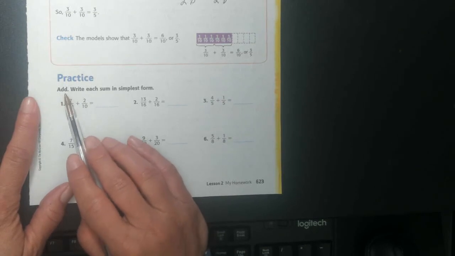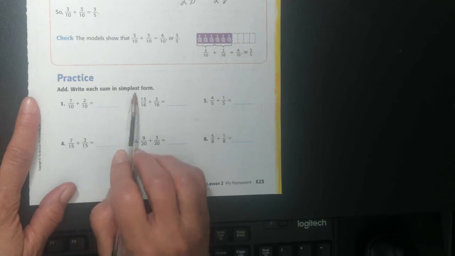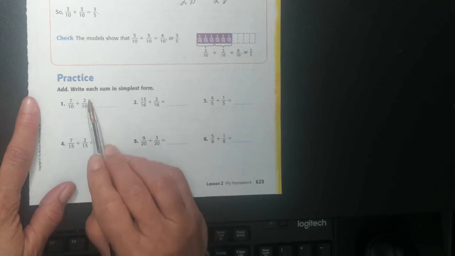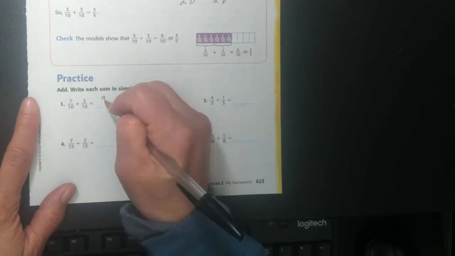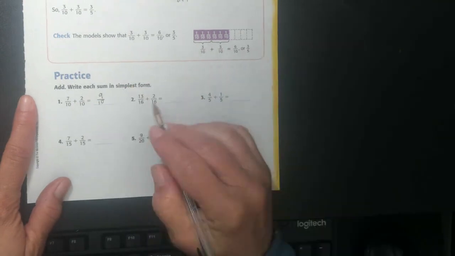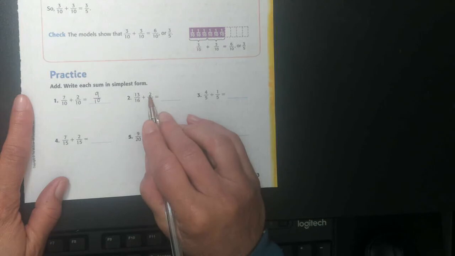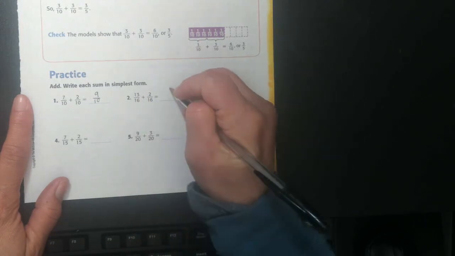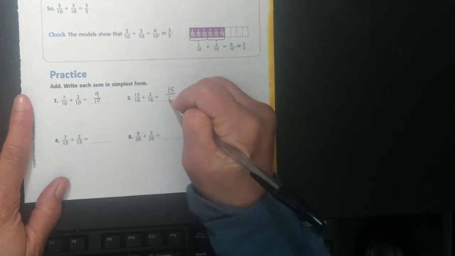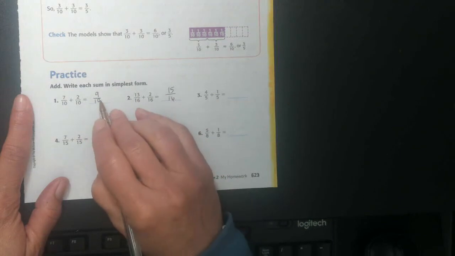All right, adding, write each sum in its simplest form. So 7 tenths plus 2 tenths, I know you guys already got this, 9 tenths. 13 sixteenths plus 2 sixteenths is 15 sixteenths. Sorry, I should have said, this is its simplest form, right? I can't get any smaller.